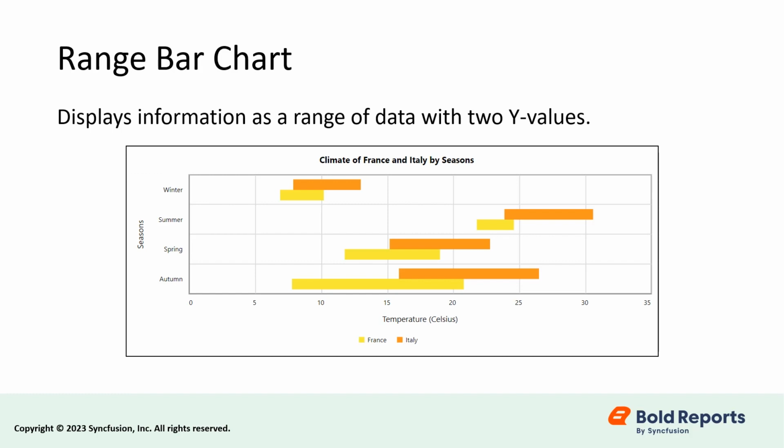Using this range bar chart, you can display information as a range of data with two Y values at a time. Look at the example chart which shows the highest and lowest temperatures of different seasons in France and Italy. Now, let's see how to add a range bar chart to a report.